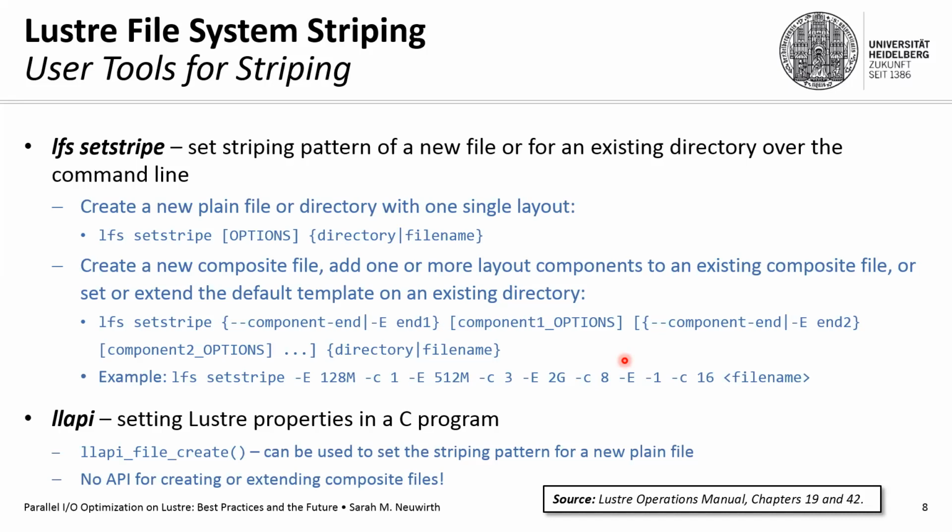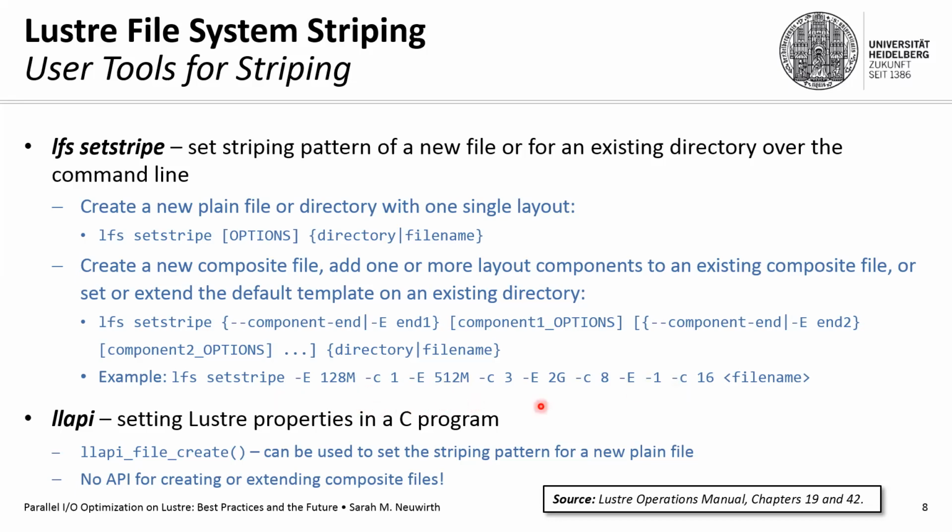So now let's have a look at user tools for striping. Now that we have understood that there are different file layouts and we can stripe, and we also know that there are different allocators, the user can actually set the striping pattern using 2 different tools. One is lfs setstripe, which is a very popular command line tool, and it allows you to create a new plain file or directory with 1 single layout, or to create a new composite file or extend an existing layout with another extent.